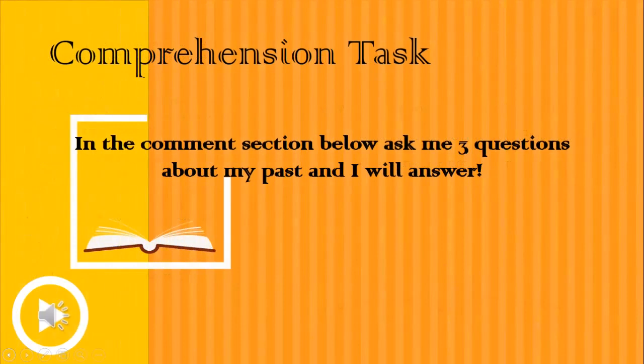Now for some practice. In the comment section below, I want you to ask me 3 questions about my past, using some of the different ways that you learned today about how to make questions. They can be yes/no questions, or you can use question words like when or where or why. But remember, you must use the past. So did, didn't, was, wasn't, were, and weren't must be in your questions. And remember, in these past questions, the verb does not change, so you do not need to add ed.